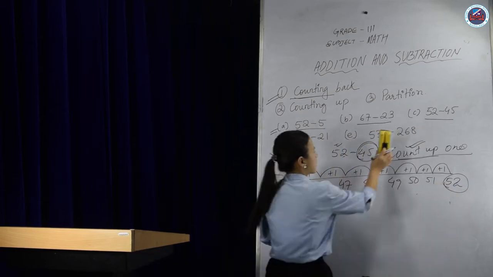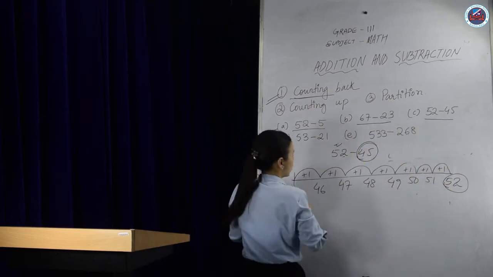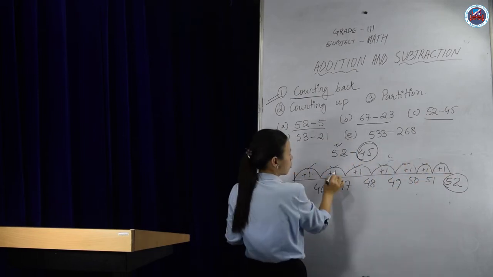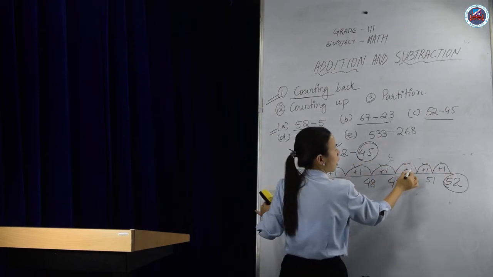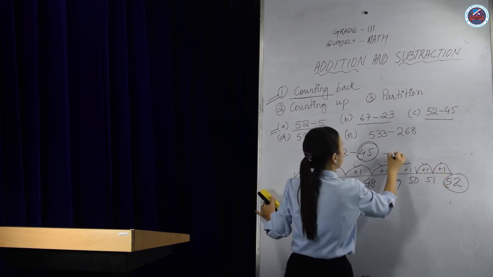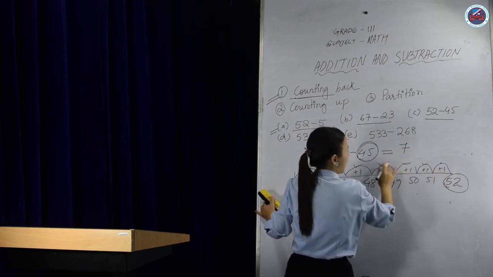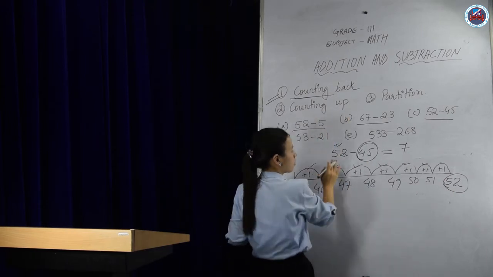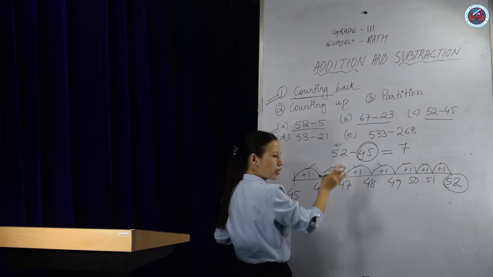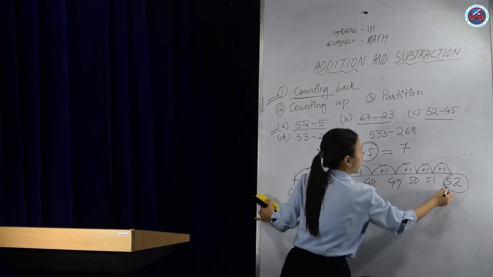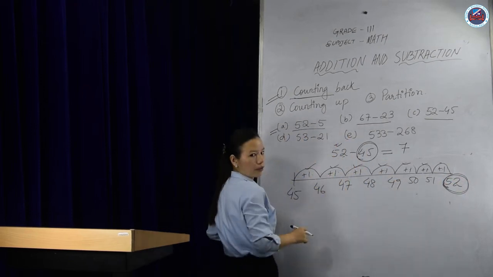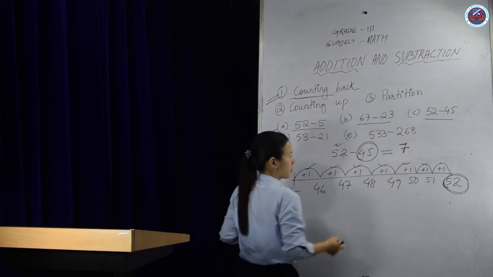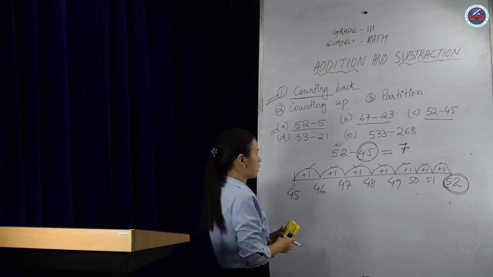So what is the answer? We're going to count how many ones we have taken. That is 1, 2, 3, 4, 5, 6, and 7. So we write our answer as 7 and not this number. So for the counting up, we'll count on from the number either to the tens or to the ones and then stop at the first number. And then count the steps, write the answer. That will be your difference.